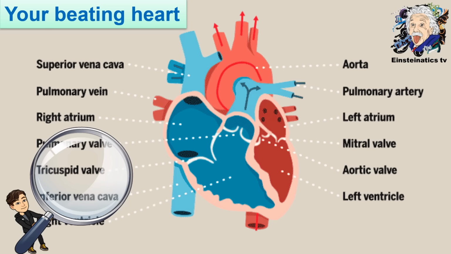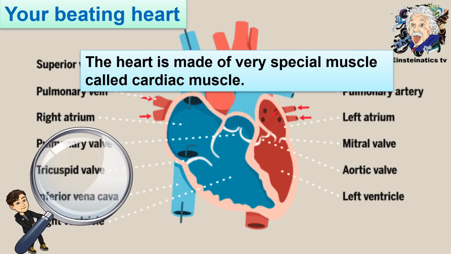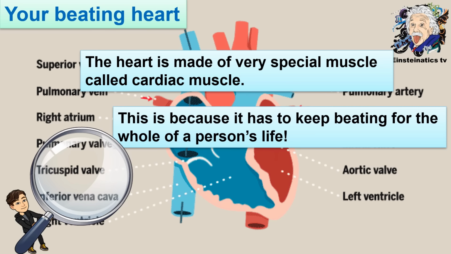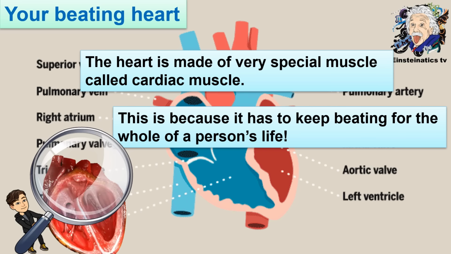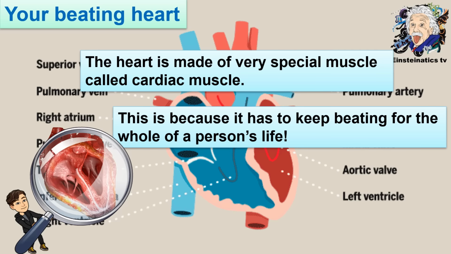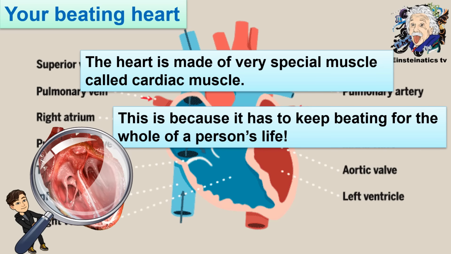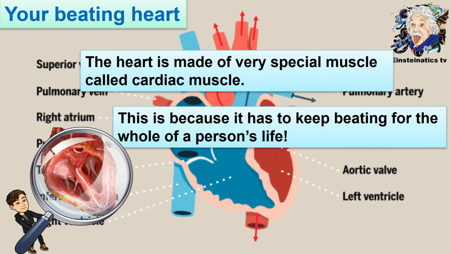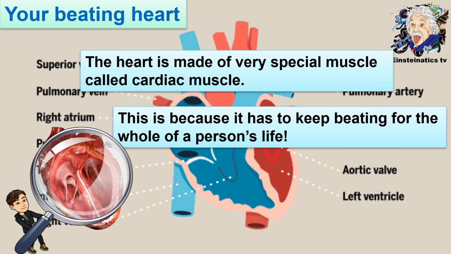The heart is a unique structure in a human's body. It is made up of a very special muscle called cardiac muscle. The cardiac muscle gives the heart the ability to keep on beating for the whole of a person's life without getting tired. A moment's pause or an aberration in the heart would have detrimental effects on the health of a human.